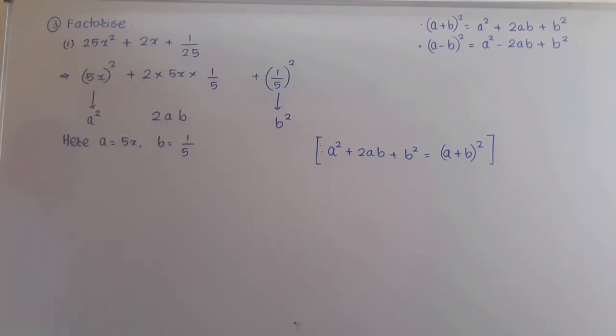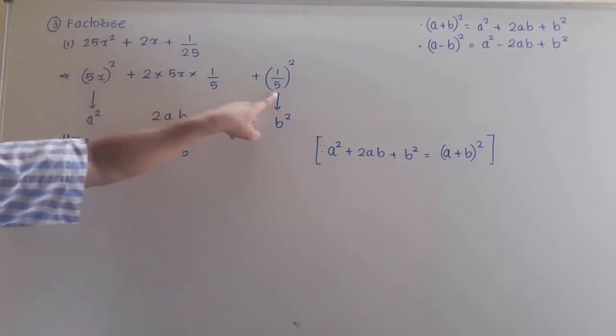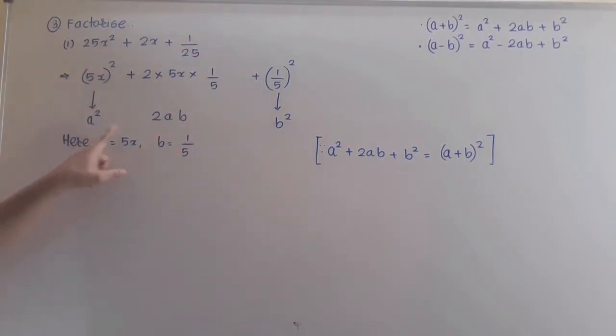Now what is the benefit of doing all this exercise? You see, I have rearranged my given expression in the form, read it, a square plus 2ab plus b square. Okay, in the examination you can avoid writing this one. This I have written just for your understanding. Even the a and b values you can avoid.